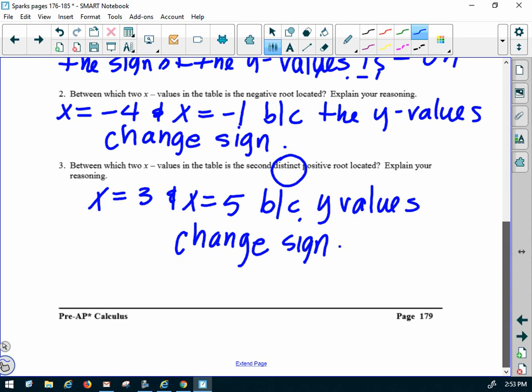You learned the intermediate value theorem. You learned about multiplicity. You firmed up your understanding of end behavior, I think. Let's take a short break.